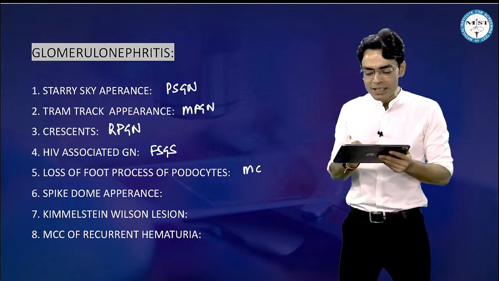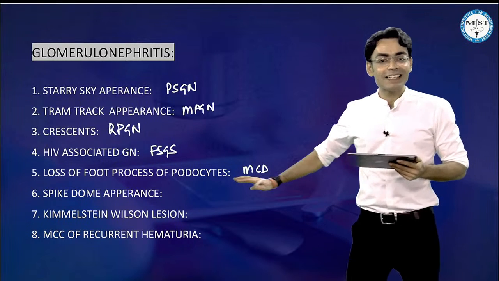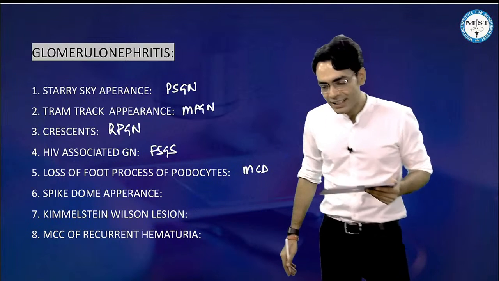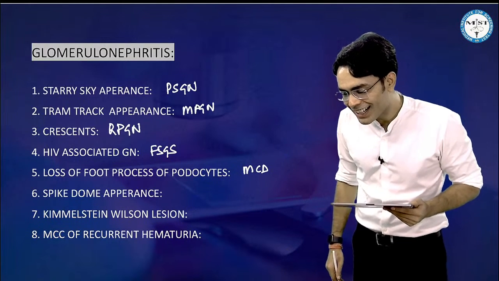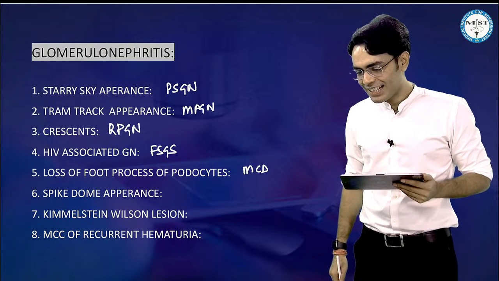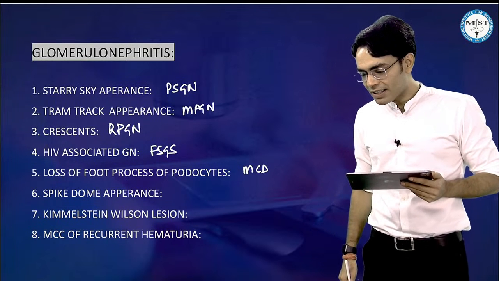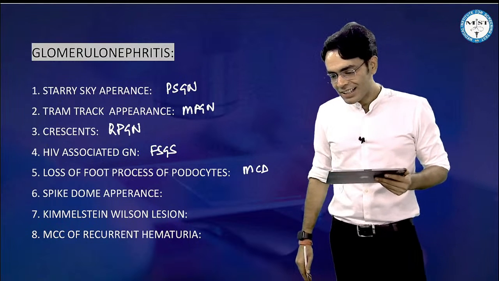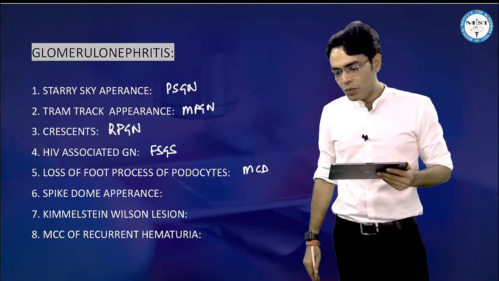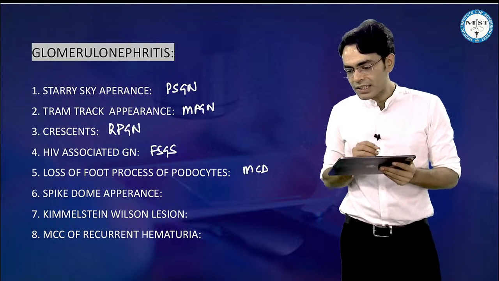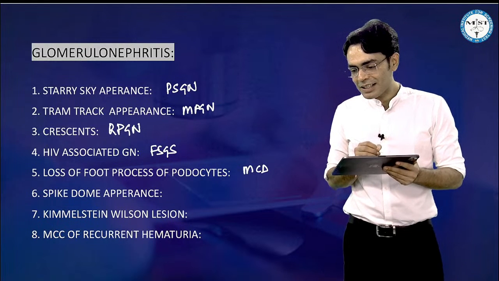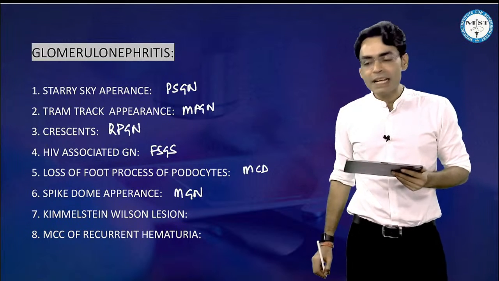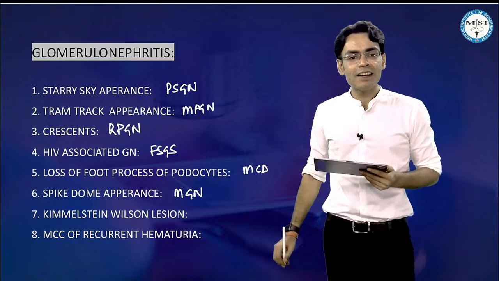This is your minimal change disease, the most common cause of nephrotic syndrome in a child. Spike and dome. Spike and dome. Yeah, Adil, you are right. Himanshu, you are right. Very good, guys. This is your MGN, membranous glomerulonephritis. Nice.